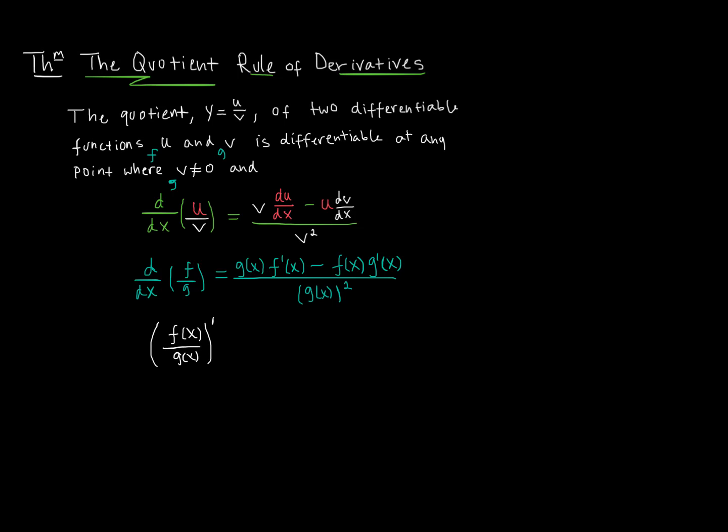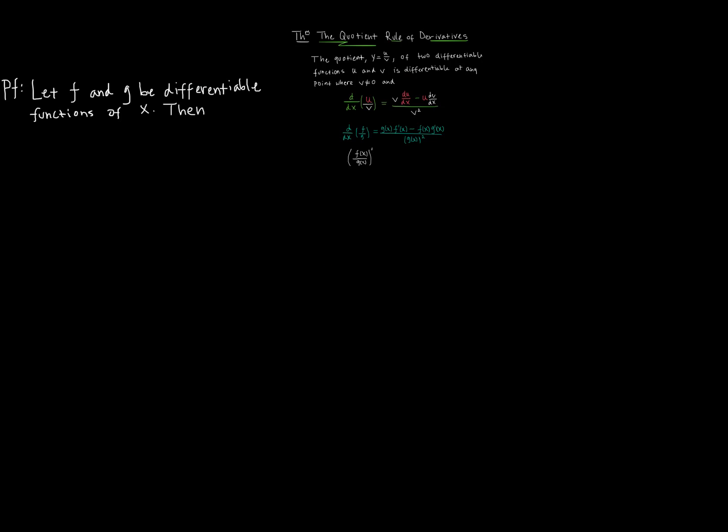All right, let's go ahead and prove this quickly. So for our proof, remember we're going to first begin with what we need to assume. So we need to have two functions, f and g, and they need to be differentiable functions of x. So they're both differentiable. And we'll talk about how g can't be equal to 0 at the end.